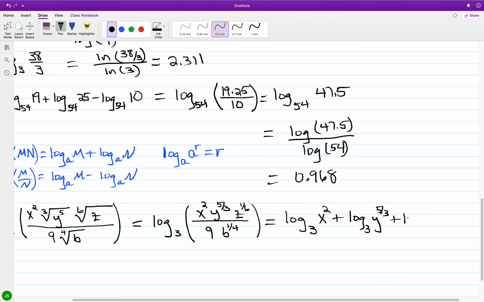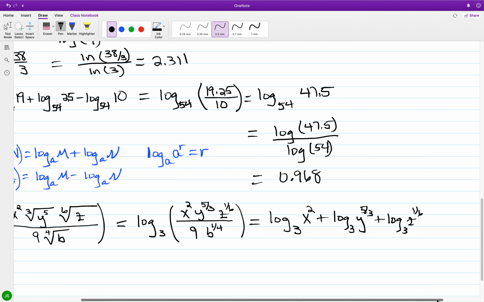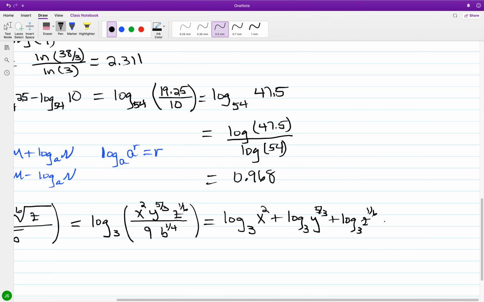And we have plus the base 3 logarithm of z to the 1/6. Now for what we have in the denominator, we have minus the base 3 logarithm of 9. And we have minus the base 3 logarithm of b to the 1/4. Now we got our exponents, which we're to write as coefficients.